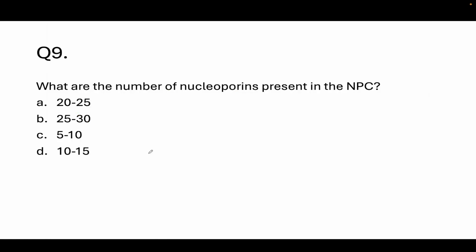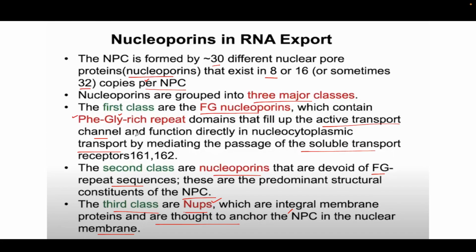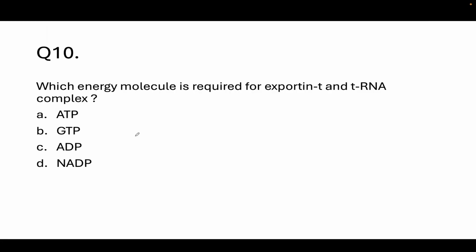Now let's move to your question. Here is your answer, that is 25 to 30. Understood? Which energy molecule is required for export in tRNA complex? We were talking about RNA export, next is nucleopore complex. So here we will be moving towards tRNA export. Which energy molecule is required for exportin? Exportin means the transport receptor proteins required for export of molecules from nucleus to cytoplasm and tRNA complex.